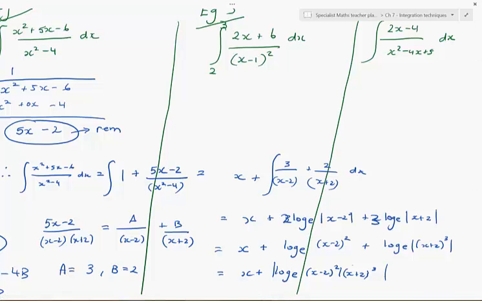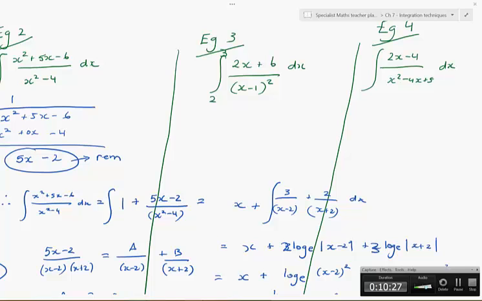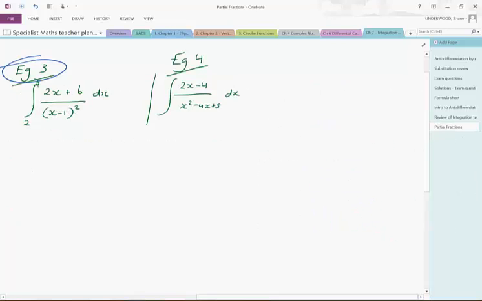So that's that one. Now I'm going to pause for a second and do some cleaning up, so then we can go through example 3. Resume now. All right, so this third example is a case where we have repeated factors.